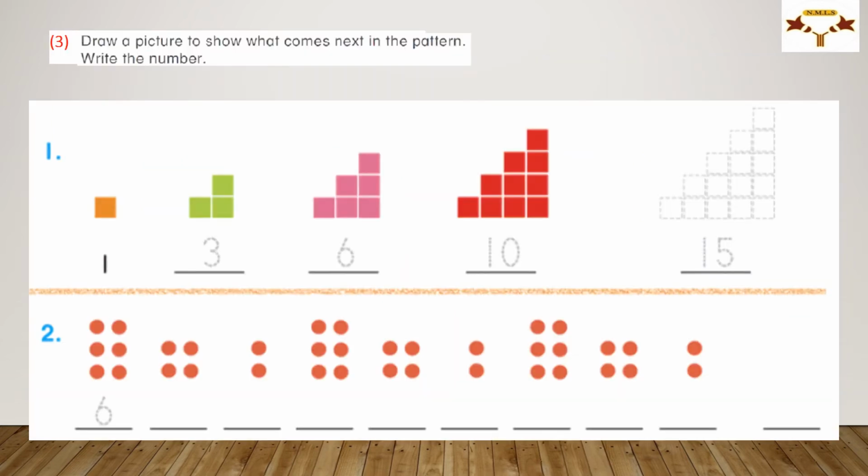So let's see this example. Here, drawing a picture to show what comes next in this pattern. So we're gonna guess what will come next. So here I have this 1 square. So I'm gonna move to the next pattern here. So you can find this one here. You can find it. Yes, excellent. I'm gonna find it here.